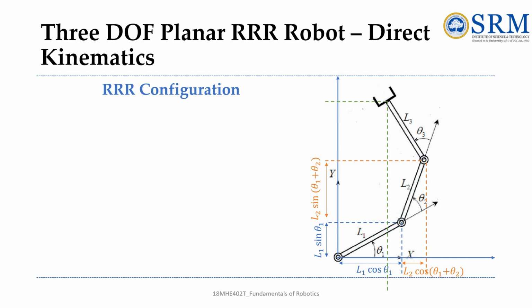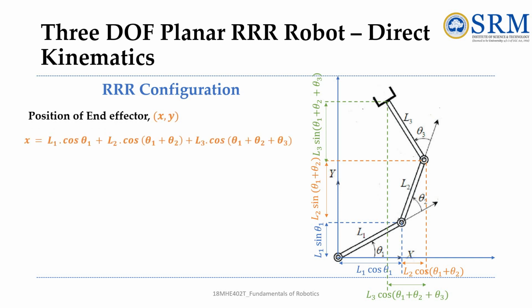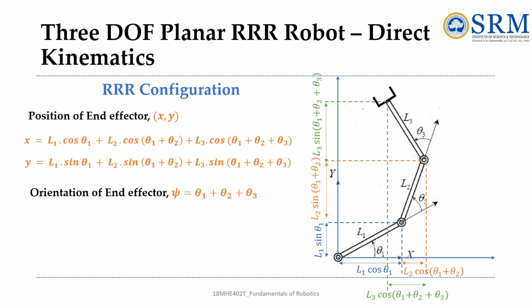Next, the end effector. Considering this projection by the inspection method, similarly we will get for the link L3, cos of theta 1 plus theta 2 plus theta 3, all the angles. Similarly on the other side it is L3 sin of theta 1 plus theta 2 plus theta 3. So from this we will get the position of the end effector, the x-axis and y-axis parameters we have got. The orientation of this is the three angles, theta 1 plus theta 2 plus theta 3, which is considered as psi here. So this is the position and orientation of the end effector for the 3 degree of freedom planar RRR robot.